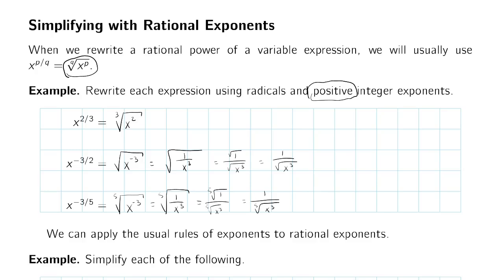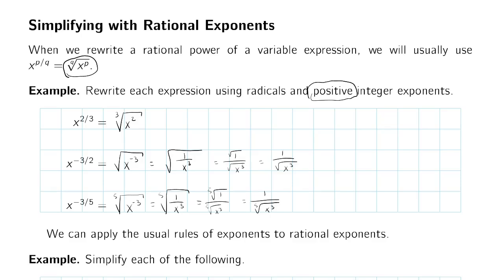Now notice we did not rationalize any of these denominators, and that's because the instructions did not tell us to rationalize any of these denominators. We wanted to write it using radicals and positive integer exponents. That's what we've done, so we can stop here.